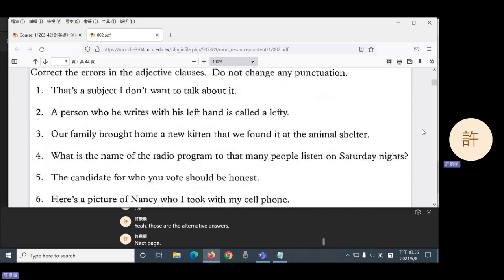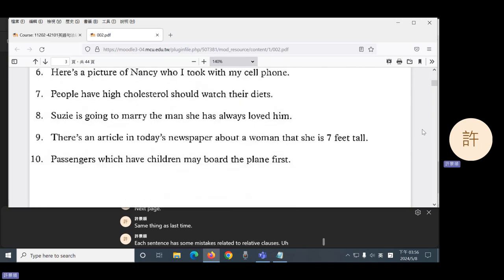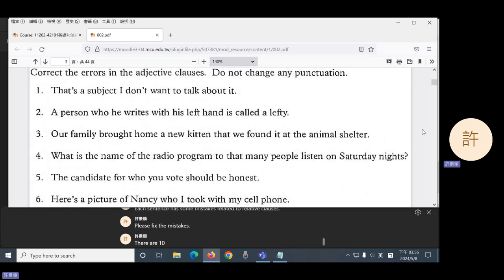Same thing as last time. Each sentence has some mistakes related to relative clauses. Please fix the mistakes. There are 10. I'll give you 5 minutes.